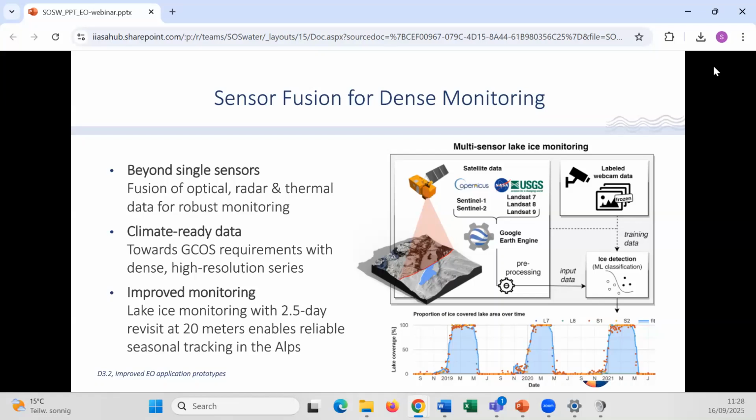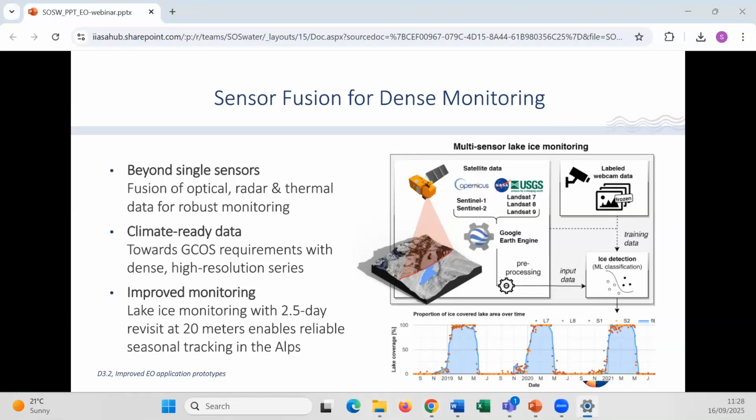And this is quite relevant because with GCOS, the Global Climate Observation System, we have defined that lake ice cover is an essential climate variable, so it's crucial to measure lake ice cover to understand the Earth's climate. It's also very relevant for water quality because ice stabilizes the mixing in lakes and also has an impact on the oxygen availability. And with this improved monitoring approach, we can get down to 2.5 days revisit at 20 meters. So we enable reliable seasonal tracking in alpine lakes.